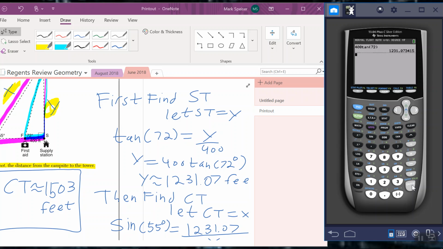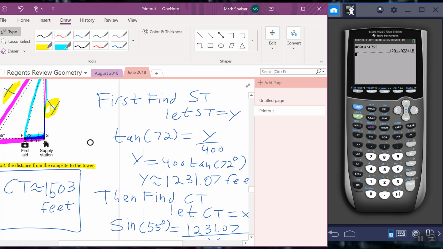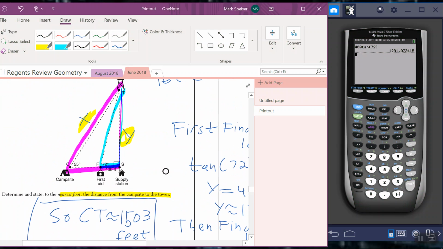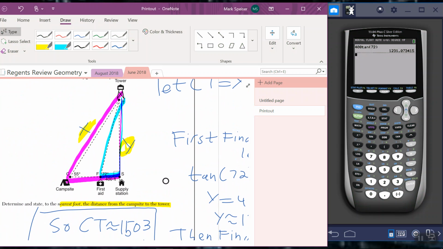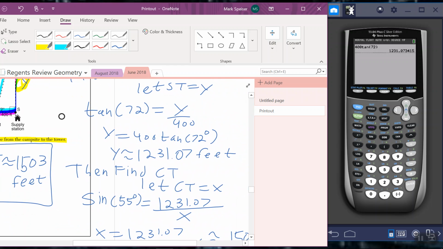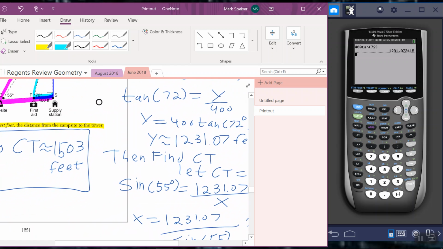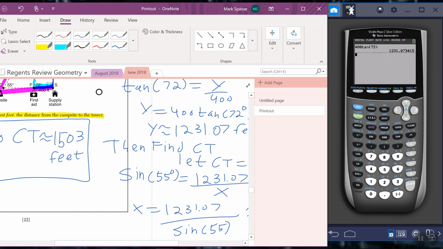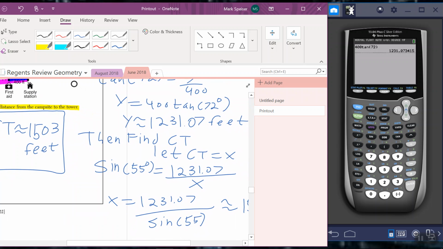Then you find the length of CT, which we called x. Find that by using sine of 55 degrees equals the length we just found, 1231.07, over x. Anytime x is in the denominator, you divide. So 1231.07 divided by sine 55.